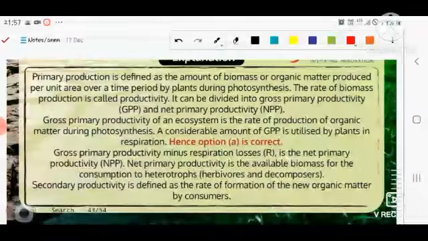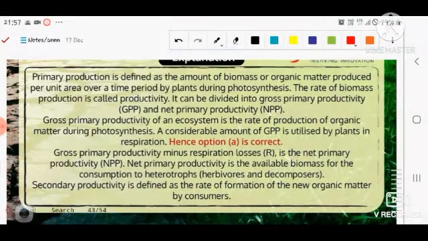Let's see, primary production is defined as the amount of biomass or organic matter produced per unit area over a time period by plants during photosynthesis. Remember these units also, because UPSC many times plays the game. The rate of biomass production is called productivity. It can be divided into gross primary productivity and net primary productivity. Gross primary productivity, if you are talking about an ecosystem, is the rate of production of organic matter during photosynthesis. A considerable amount of GPP is utilized by plants in respiration. So the first is correct. The rest you can see there and try to memorize this.